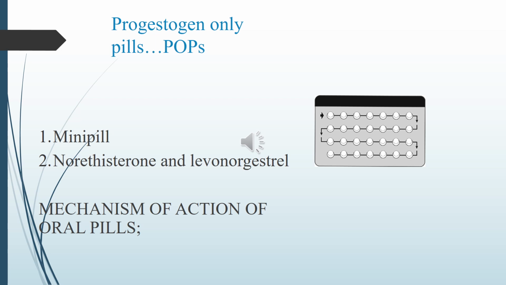Now, the mechanism of action of oral pills is that combined oral pills usually prevent the release of the ovum from the ovary, and this is achieved by blocking the pituitary secretion of gonadotropin, which is required for ovulation. Now, the POP preparations make the cervical mucus thick and scanty, and therefore inhibit sperm penetration. They also inhibit tubal motility and delay the transport of sperm and of the ovum to the uterine cavity.